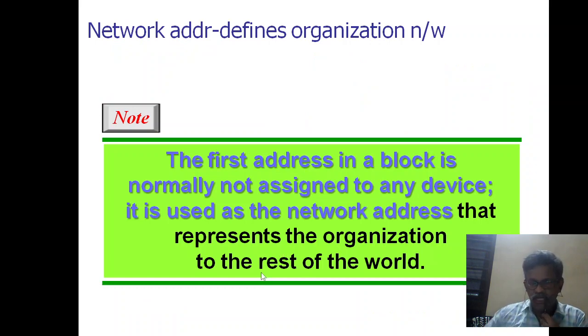Now, when an organization gets an address block, the first address is not assigned to any device within the organization, and that is used as the network address. The network address defines the organization network. So an organization will get, say, 32 addresses or 64 addresses or something like that, out of which the first address is not assigned to any device, and that is called the network address. That represents the organization to the rest of the world.